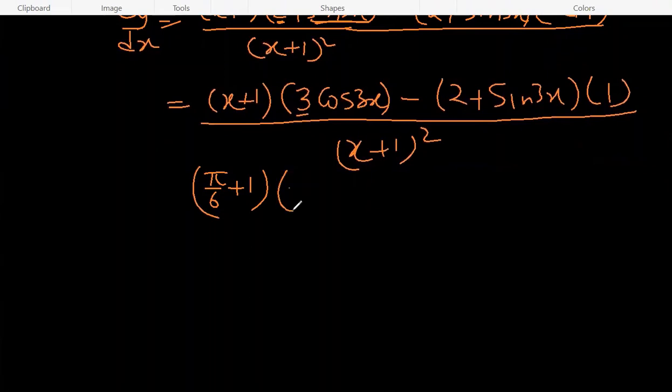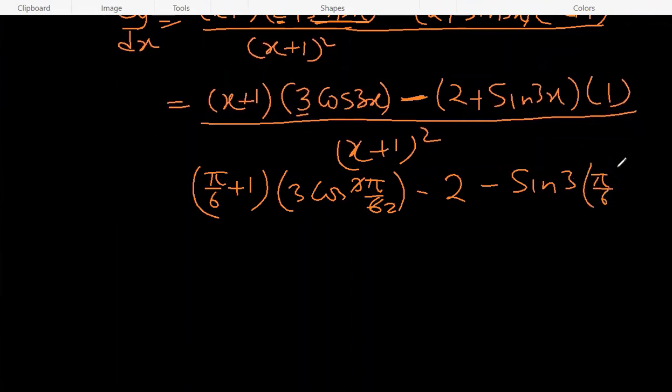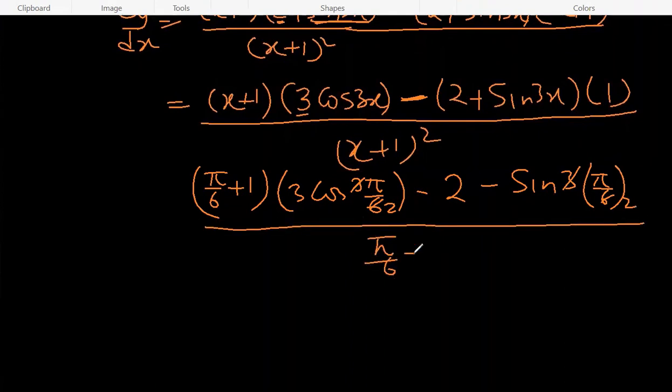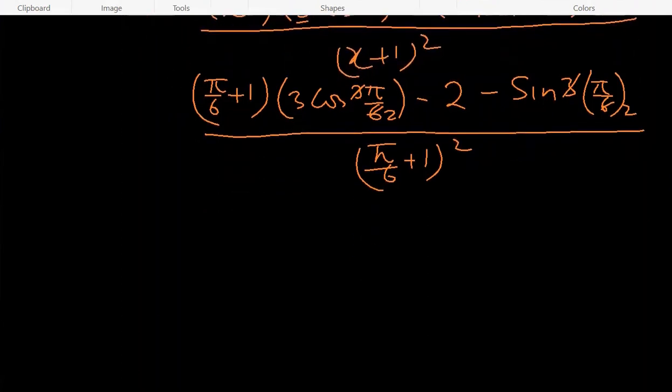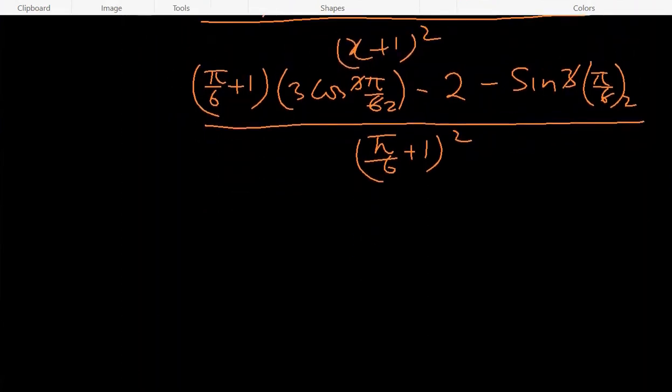This will be 3 cos 3 pi by 6. 3 and 6 cancel out, pi by 2 only. Minus 2 minus, this minus will change both the signs. Sine 3 pi by 6. Again 3 and 6 cancel. It is pi by 2 over pi by 6 plus 1 square. All right. So here we get what?